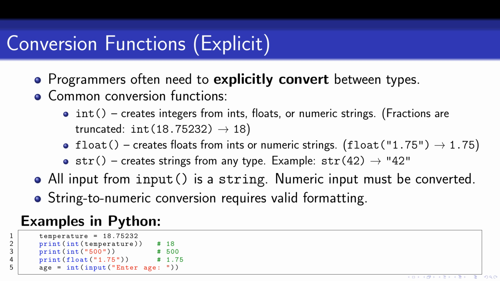A common use case is handling user input, because the input function always returns a string. If you want numeric input, you must explicitly convert it to an int or float. On the slide, the examples show converting floats to integers, strings to numbers, and using str to convert values back into strings. These tools are essential for bridging the gap between user input, textual data, and numeric calculations.